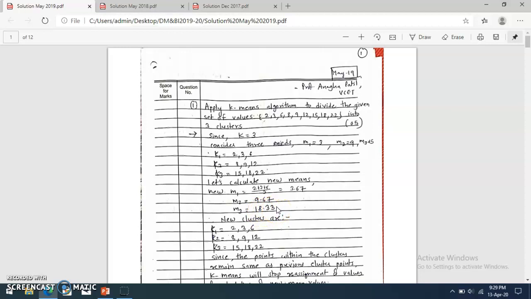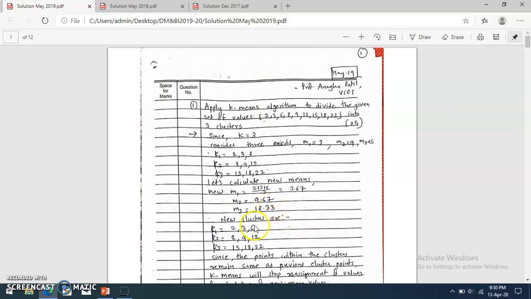For the new means, let's find out the reassignment of the objects. If we check, 2 is near to 3.67, so it would be placed into cluster number 1. This is our cluster number 1's mean point, this is the second cluster's mean point and this is the third cluster's mean point. 3 is near to this value, so cluster number 1. 6 is again near to this value, so cluster number 1. Then 8 is near to 9.67, so it would be placed into cluster number 2, and so on.